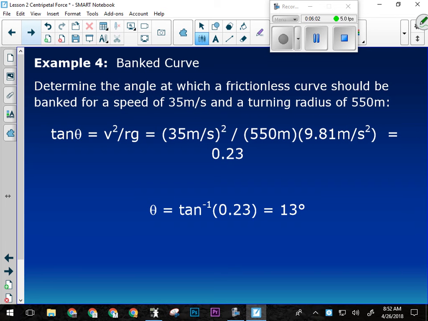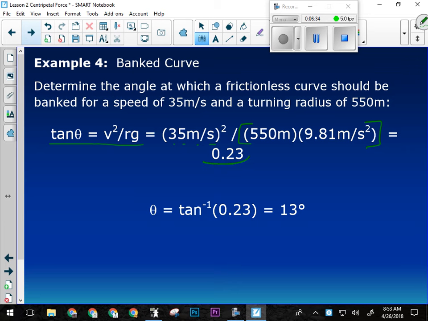All right, so example here. If I want to determine the angle at which a frictionless curve should be banked for a speed of 35 meters per second and a radius of 550, what would that angle have to be? All right, so we would have our bank curve formula here, tan of theta equals v squared divided by r times g, and then we would plug in our numbers. 35 meters per second, all squared, divided by, and this would also have to be in brackets, 550 times 9.81, so our radius times gravity.